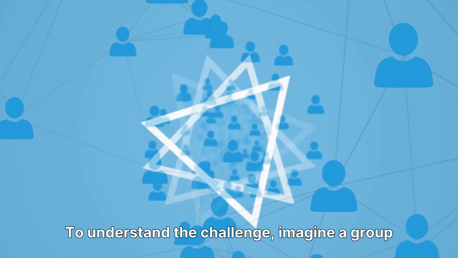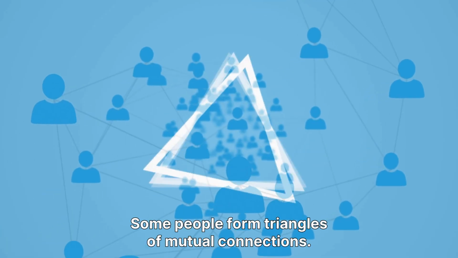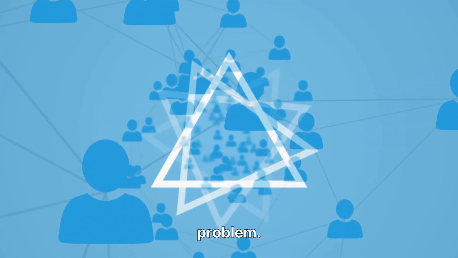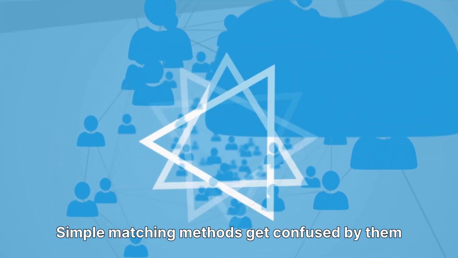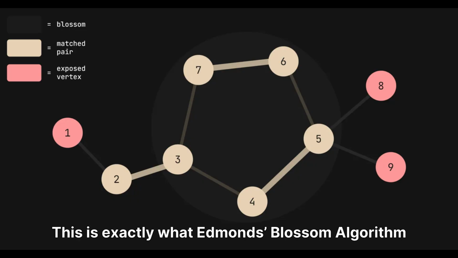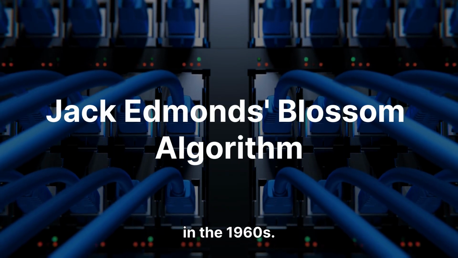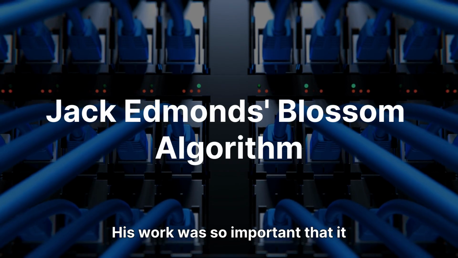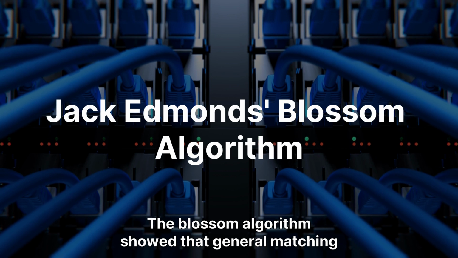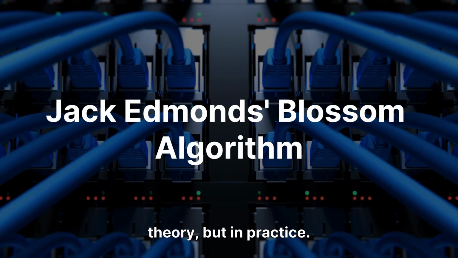To understand the challenge, imagine a group of people where friendships determine who can pair with whom. Some people form triangles of mutual connections. These triangles are the heart of the problem. Simple matching methods get confused by them and may stop too early, missing better solutions. This is exactly what Edmonds Blossom Algorithm fixes. The algorithm was created by Jack Edmonds in the 1960s. His work was so important that it helped define the entire field of combinatorial optimization. The Blossom algorithm showed that general matching could be solved efficiently, not just in theory, but in practice.